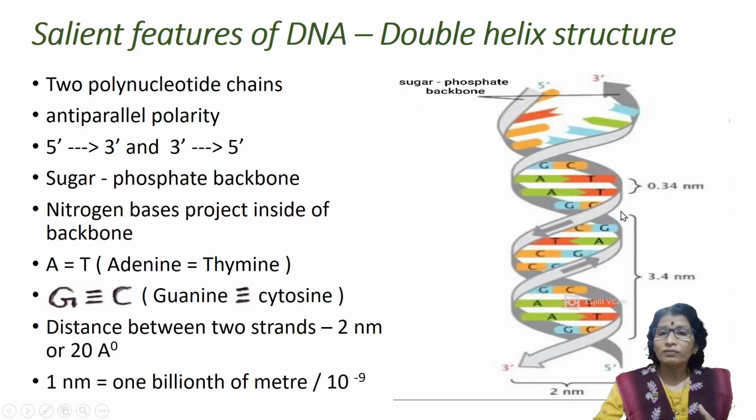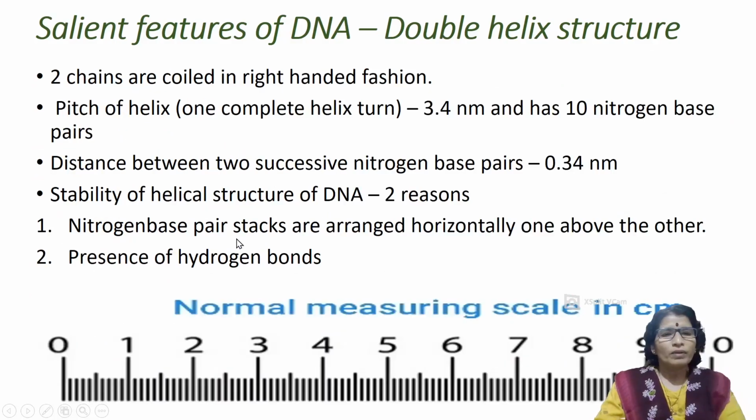The length of a complete pitch is 3.4 nanometers, and 10 nitrogen base pairs are present in it. Between each successive base pair, the distance is 0.34 nanometers. So for the complete 10 base pairs, the total distance is 3.4 nanometers.